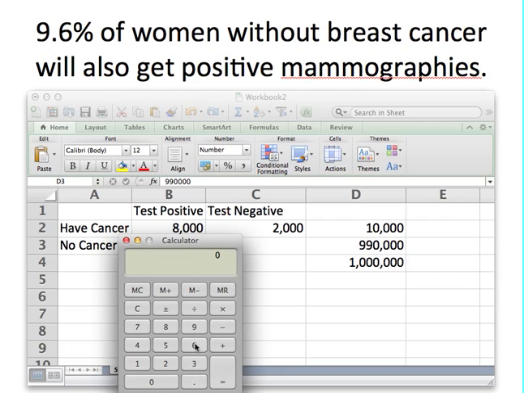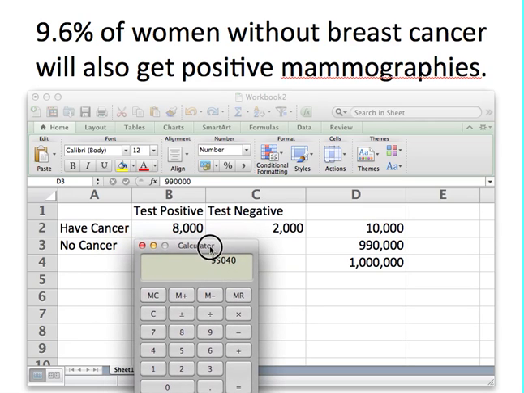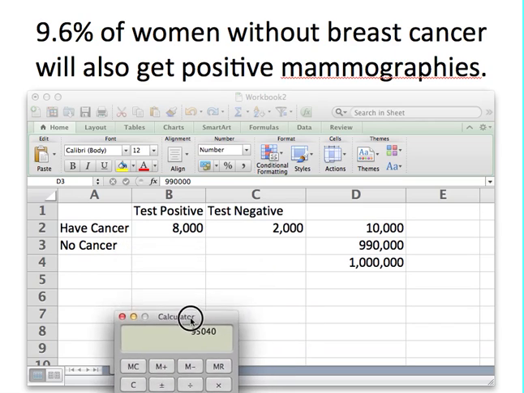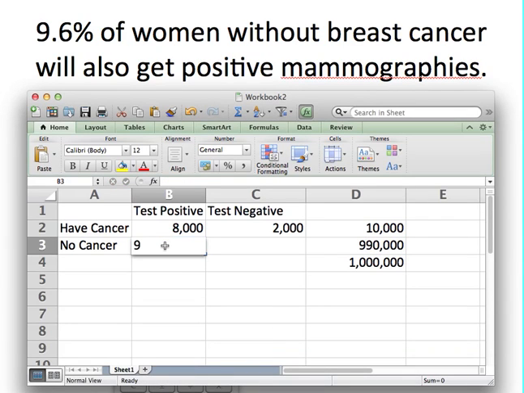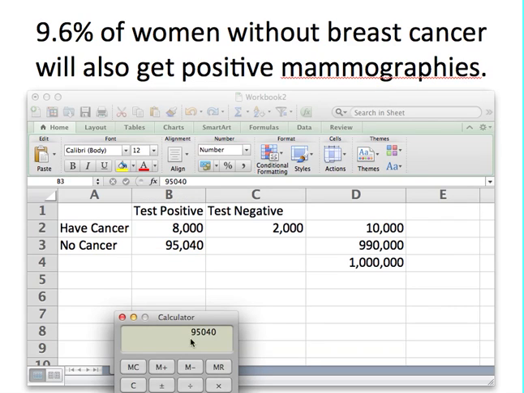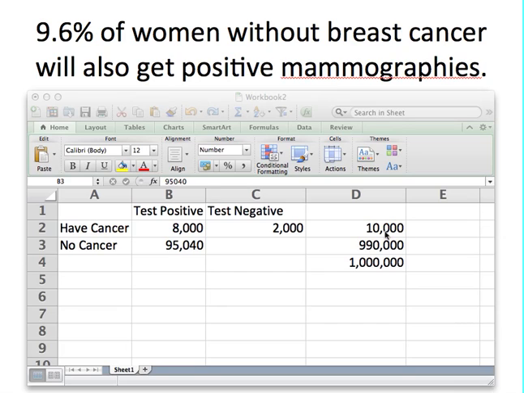And we'll say 0.096, that's 9.6%, times 990,000 equals 95,040. Yes, that's the right answer. So we have 95,040 women who do not have cancer being told by the mammography that they do have cancer. Also kind of a problem if you're a proponent of screening. That's a lot of people slipping through and getting a false result.